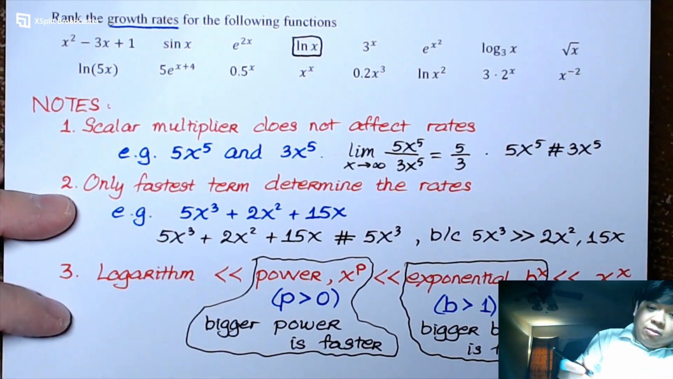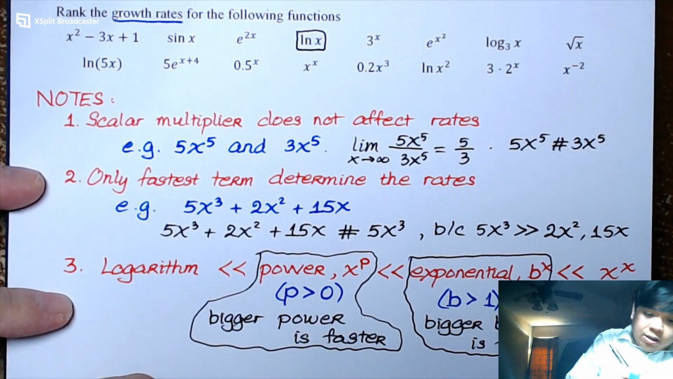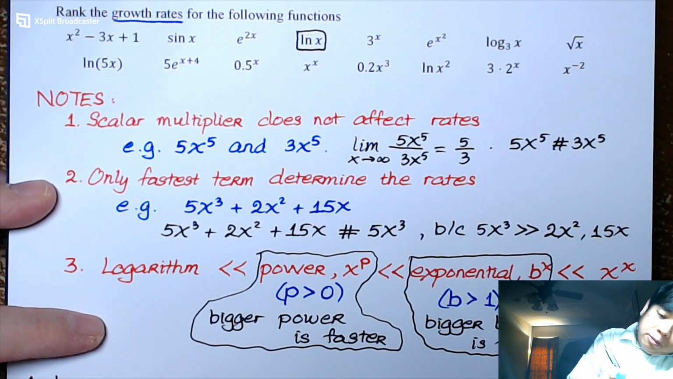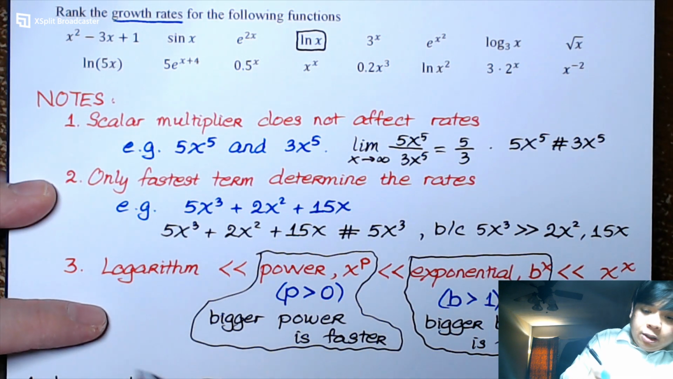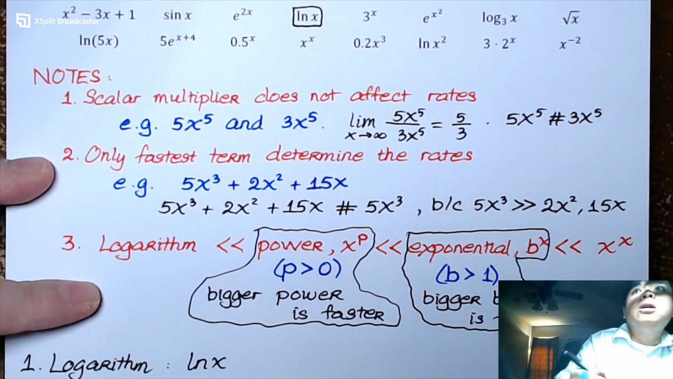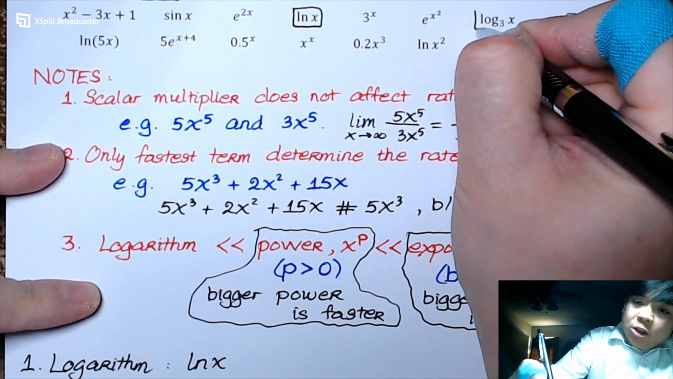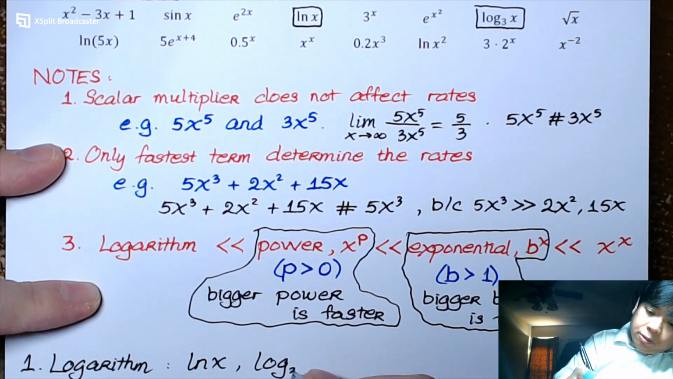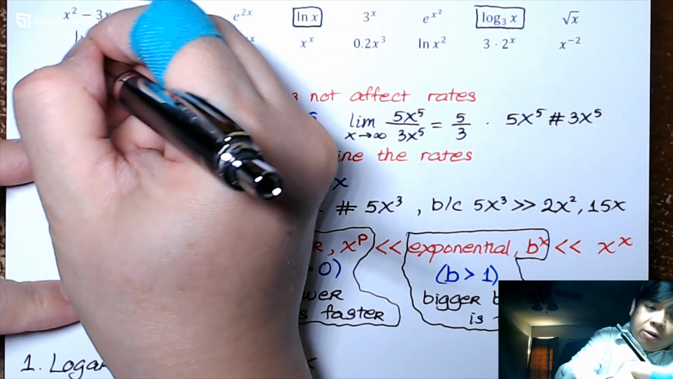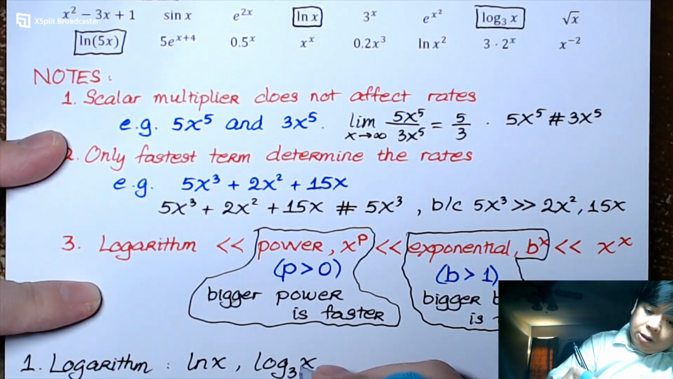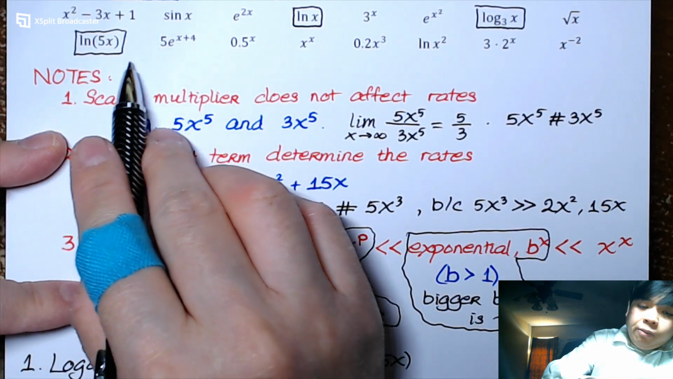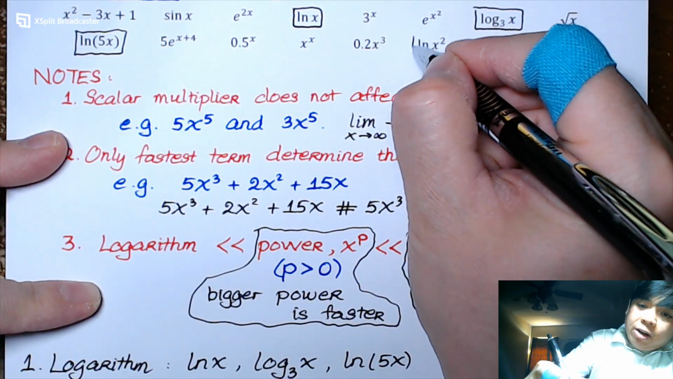I'll write them down first. Number 1, we have logarithms: ln of x, log base 3 of x, ln of 5x, and ln of x squared.